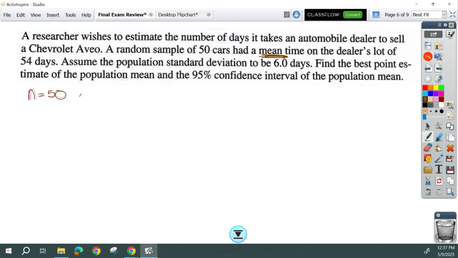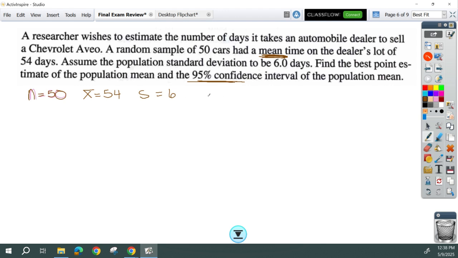This is a sample. So if you've watched the previous videos, we've used the Greek letter mu to talk about average. Well, now we have a sample average, which is X bar. So they've been on the lot an average of 54 days. And we have a standard deviation S, because it comes from a sample, of 6 days. And so we want to find a 95% confidence interval.